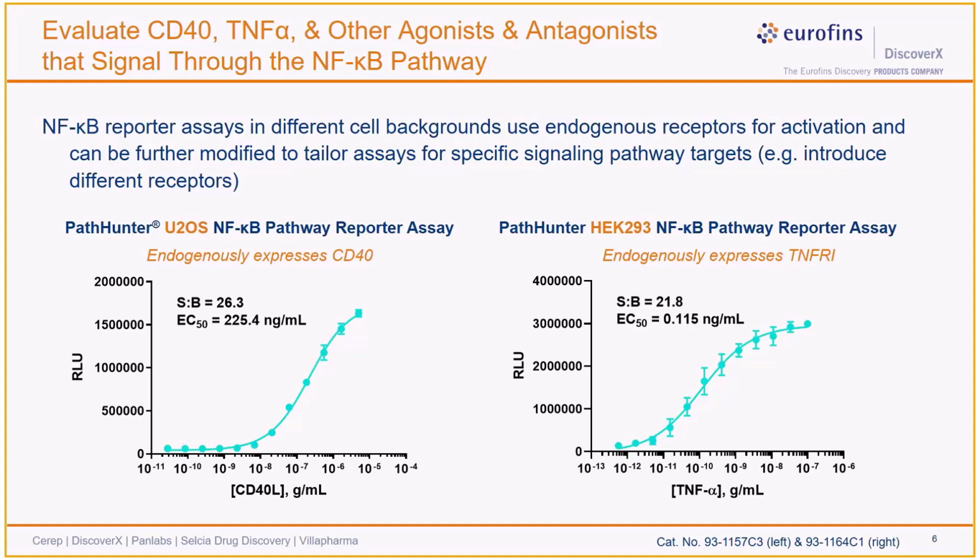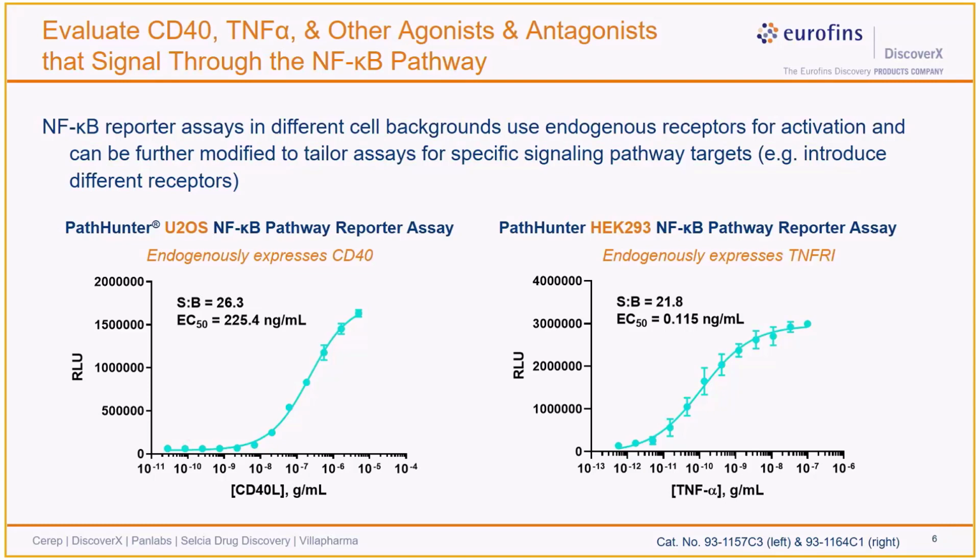TNFα can actually activate the reporter gene in both assays, but data for the HEK293 background is the only one shown on this slide, and that's the data shown on the right. However, only the U2OS cell line responds well to the CD40 ligand as shown in the graph on the left. This difference in the response to CD40L in the two assays is likely a consequence of receptor expression profiles for each background, where the HEK293 exhibits little to no CD40 receptor expression.